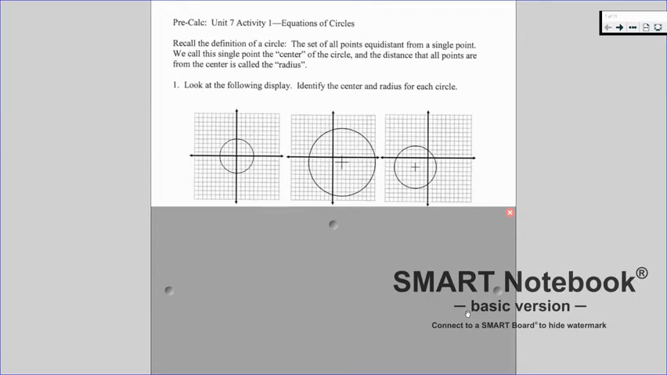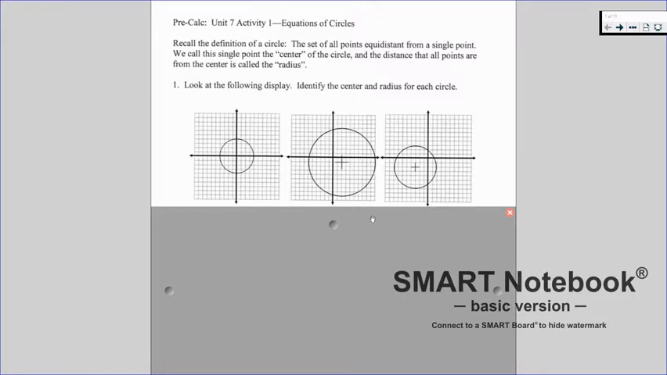Into Unit 7, Activity 1, Equations of Circles, as we begin our conic sections unit. Looking at circles first, something we should be familiar with, maybe not as much with the formulas, but we'll get right into this. Recall that the definition of the circle is a set of all points that are equidistant from a single point. We call this single point the center of the circle.